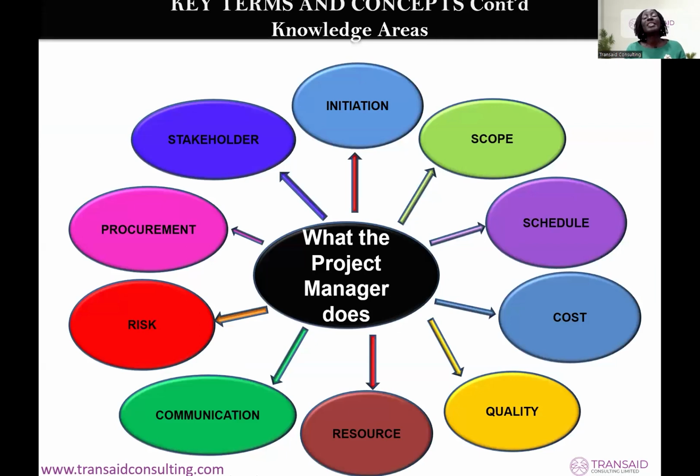So we have 10 knowledge areas in project management. And this is what you actually do as a project manager. You have initiation, scope, schedule, cost, quality, resource, communication, risks, procurement, and stakeholder. We're going to look at all of this when we get to the planning stage, one after the other.